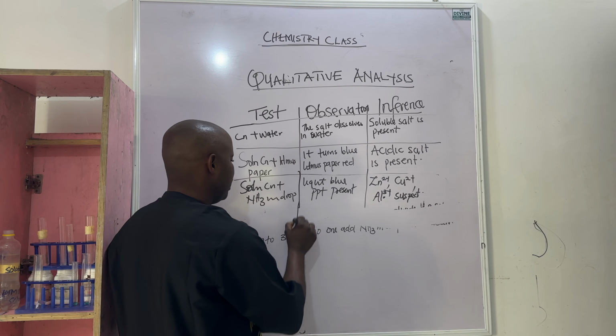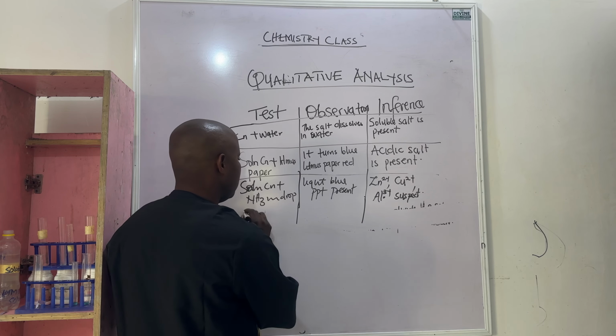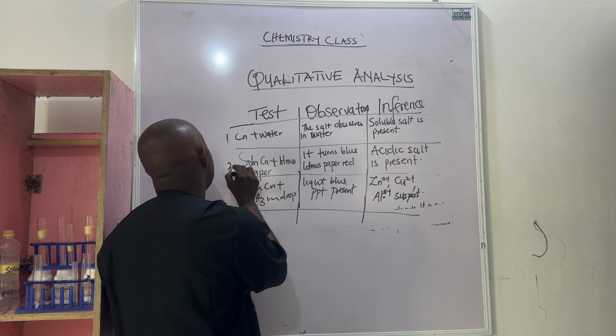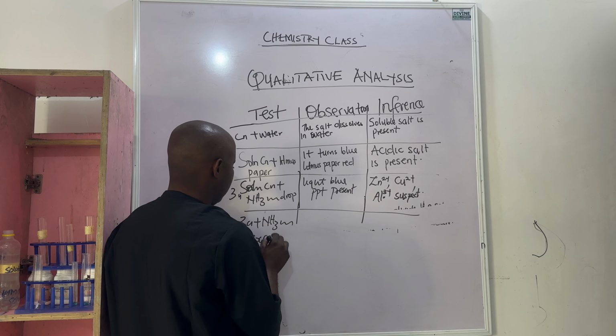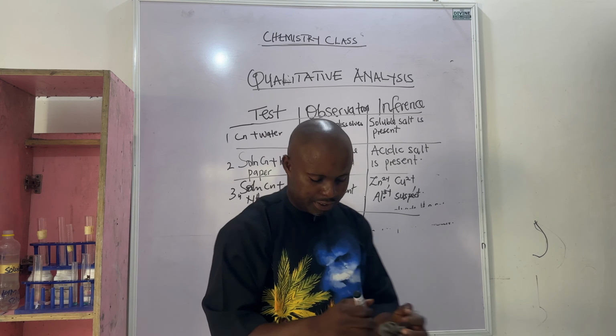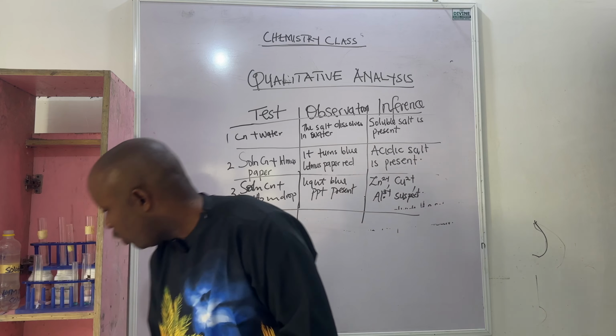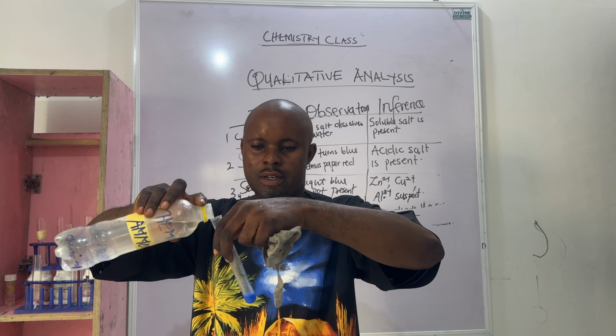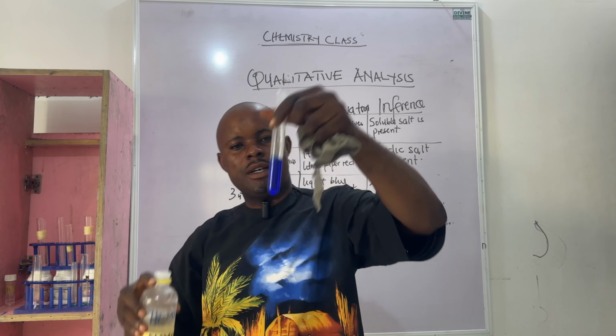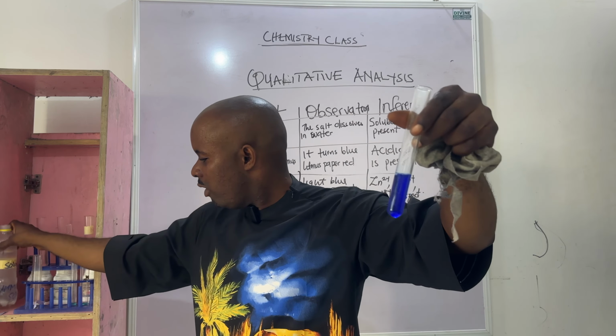Let's use a very good example. Let's look at number 1, 2, 3. We said 3A plus ammonia in excess. What did you have? If we add this solution in excess, what will it give us? You can see now, in essence, it gives us a deep blue PPT. A deep blue color is obtained.